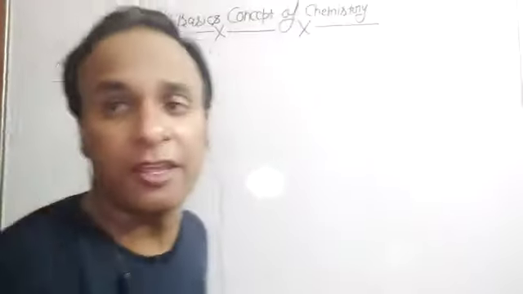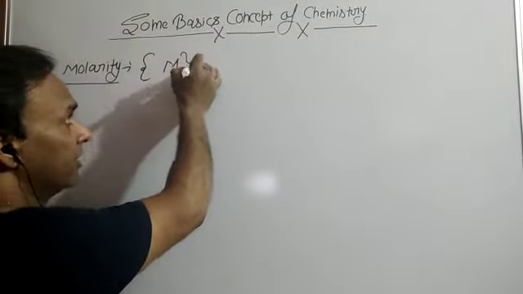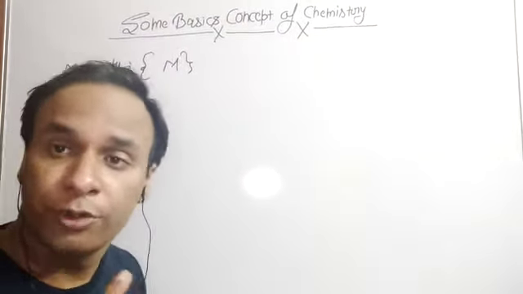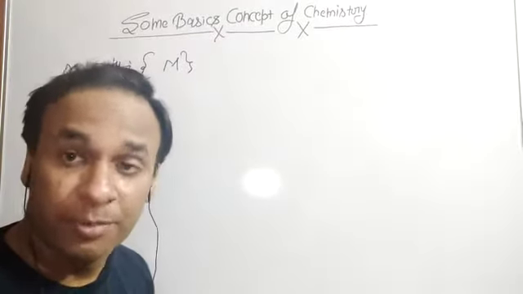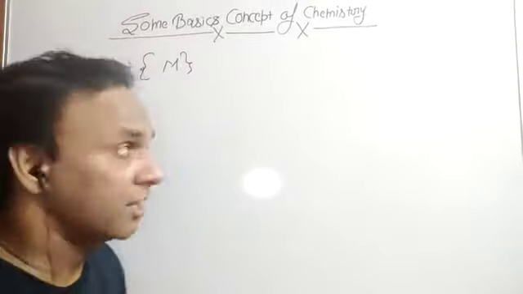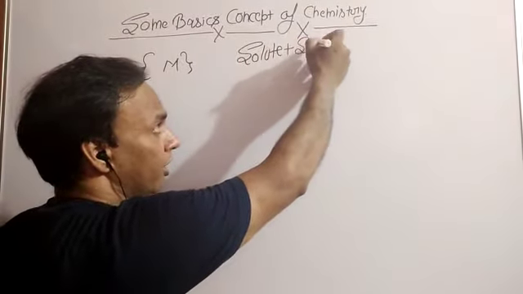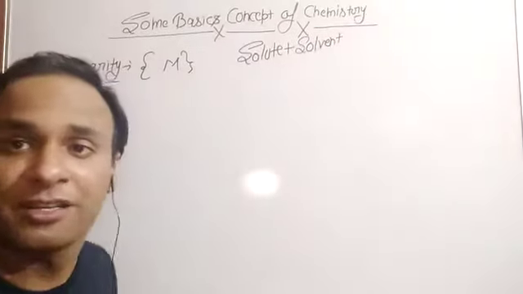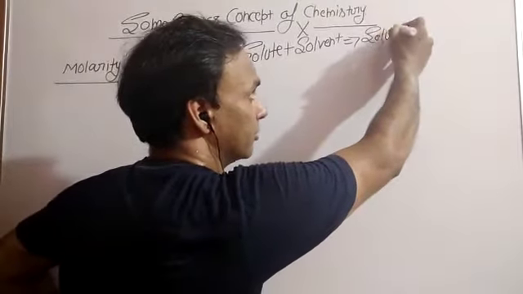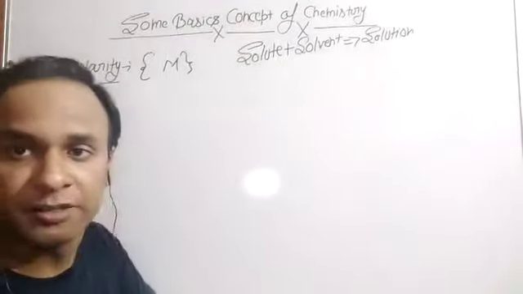Molarity is represented by capital M. Everybody knows about the solution. A solution is made up of two types of components. Basically, I am talking about the binary solution. A binary solution has two parts. The first part is solute, while the other part is called solvent, and solute plus solvent makes solution.